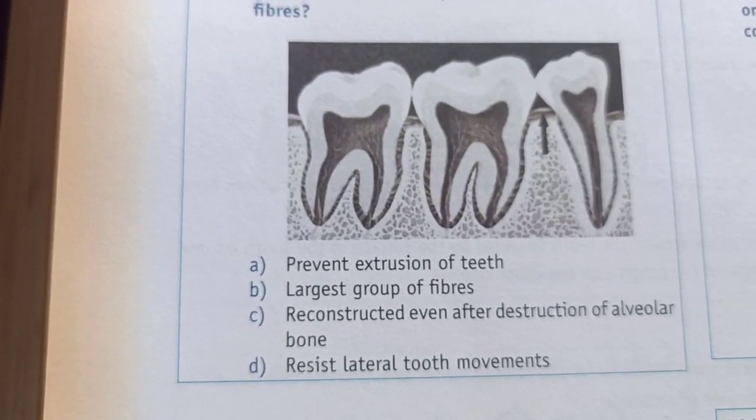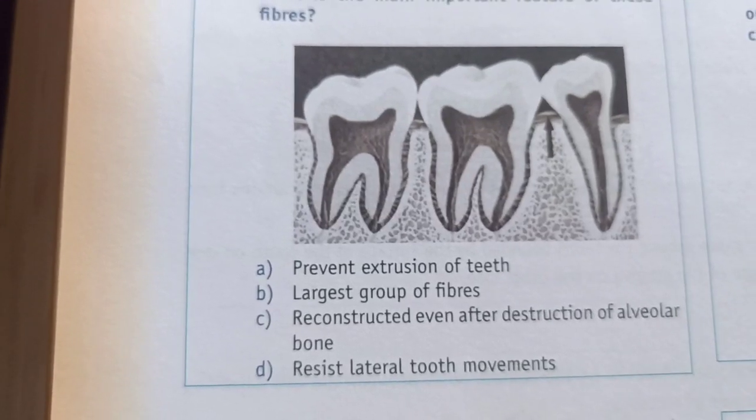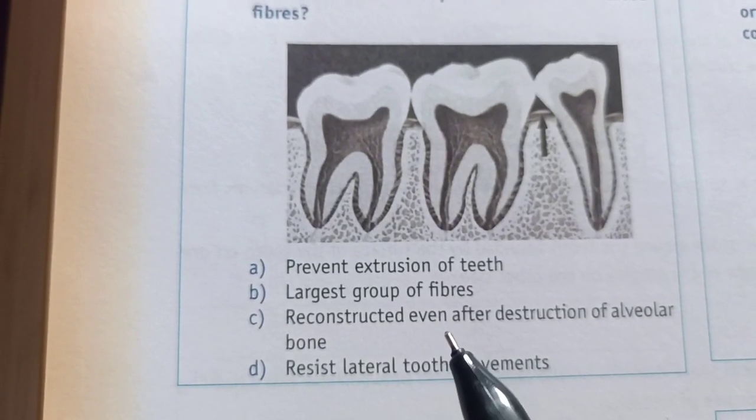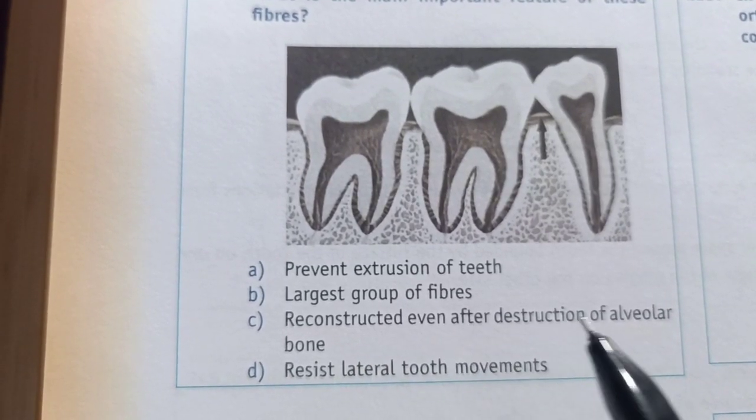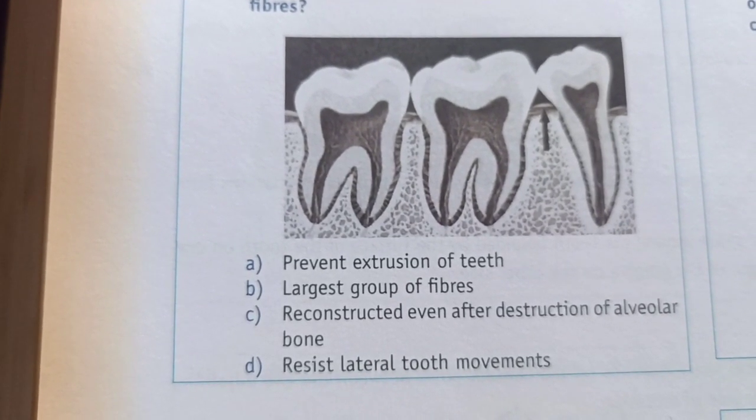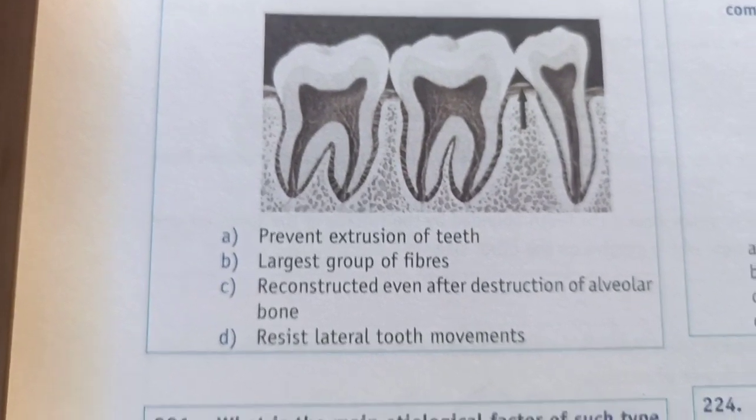So what are the properties of this? The property is option C, the right answer. The property of transeptal fiber is that it is reconstructed even after destruction of alveolar bone. So C is the right answer.